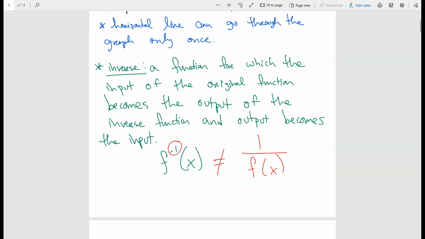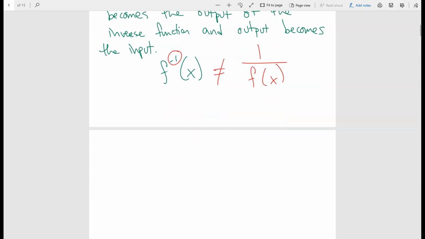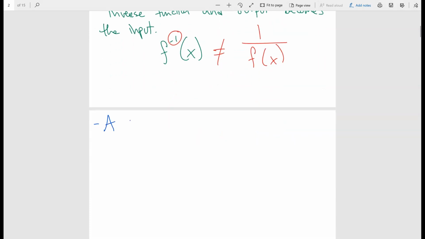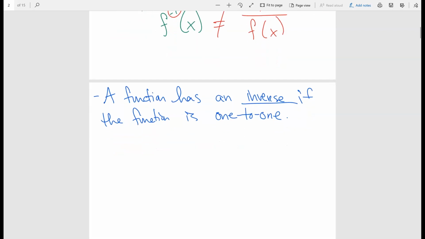Now, one of the things to know about inverse functions is that a function has an inverse if the function is one-to-one. So if I know this function is one-to-one, then it is going to have an inverse. So we know that the inverse is going to exist.